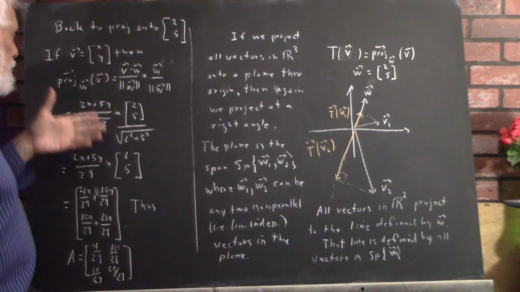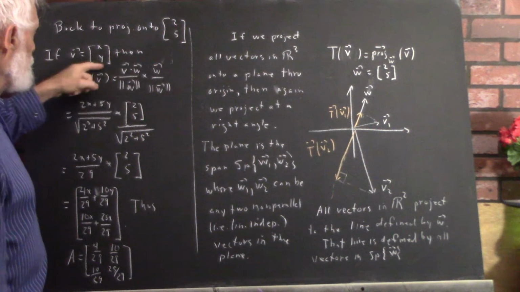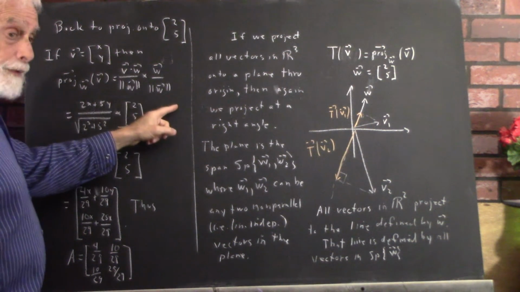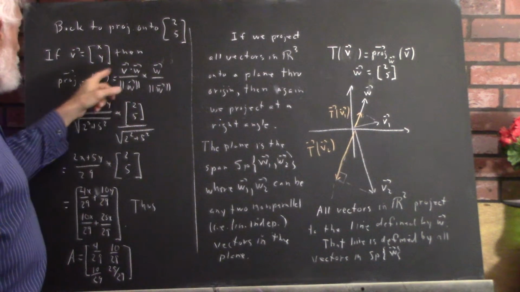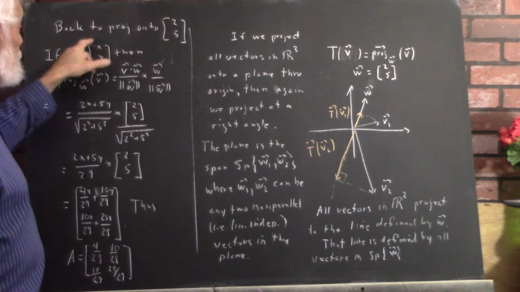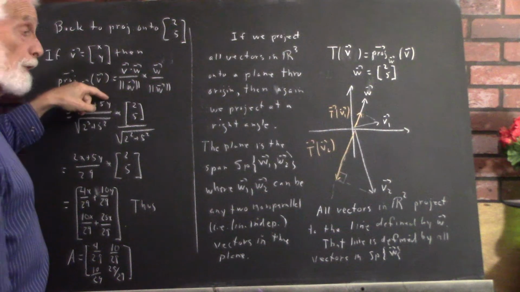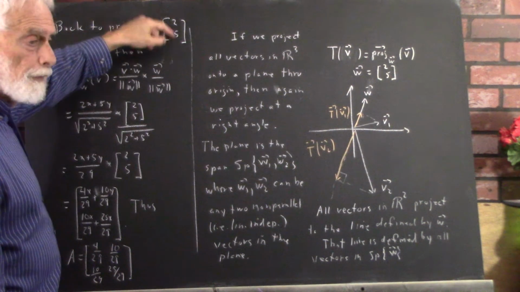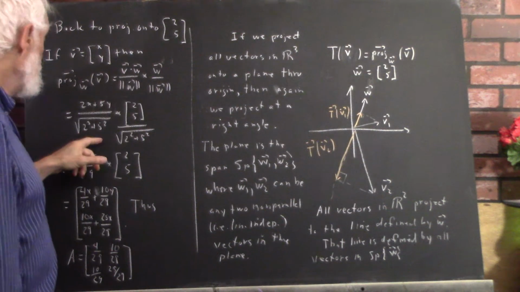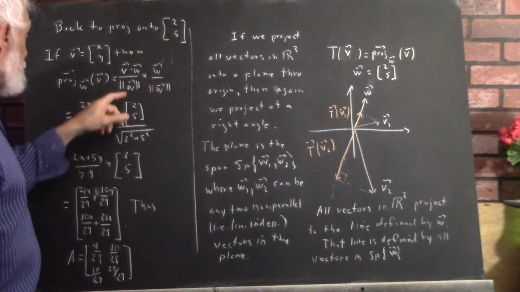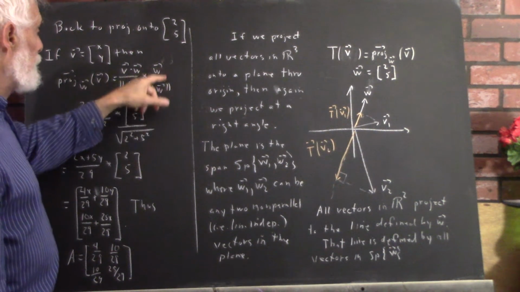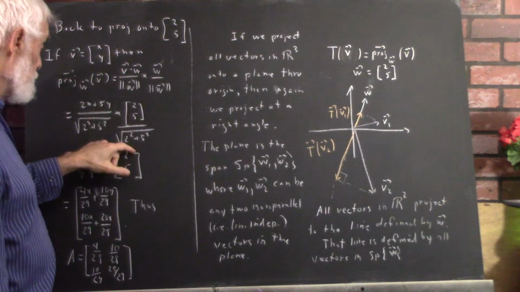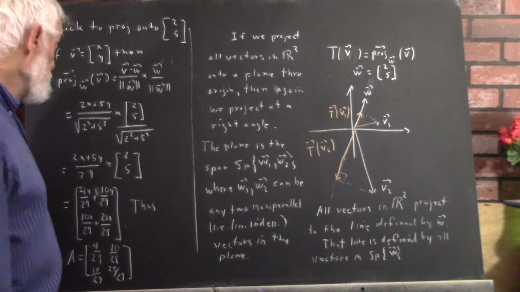So, just to go through the mechanics, we're going to project this vector on xy. We're going to use this. V dot W is 2 times x plus 5 times y, 2x plus 5y. The magnitude of W is the square root of 5 squared plus 2 squared. Okay, there you have it. And then you have the vector W, which is the 2, 5 vector divided by that same square root.